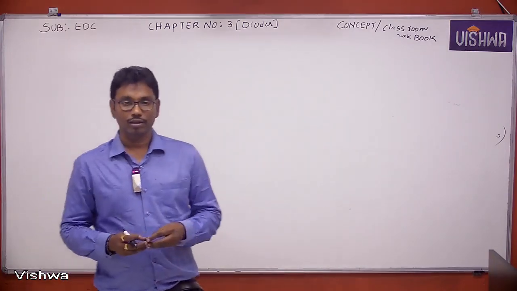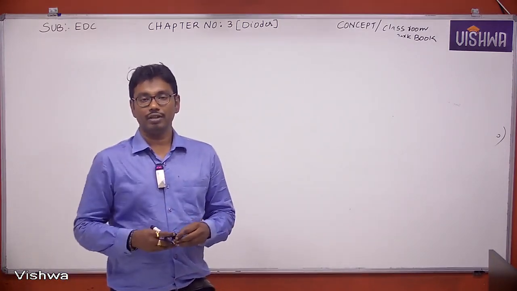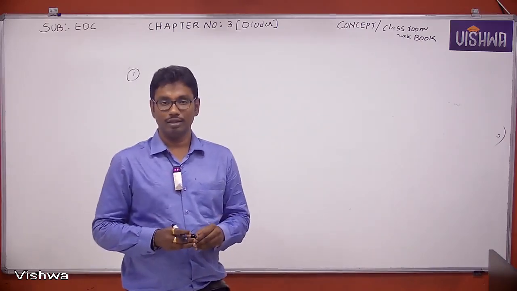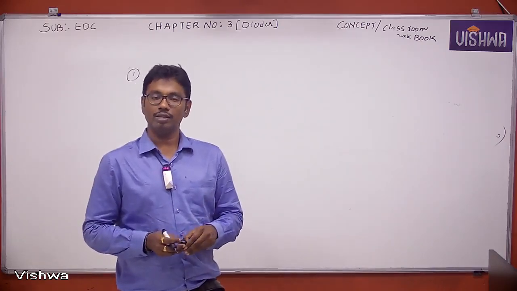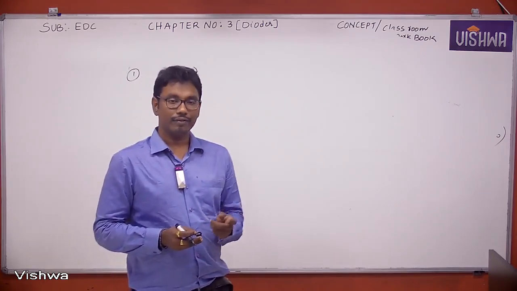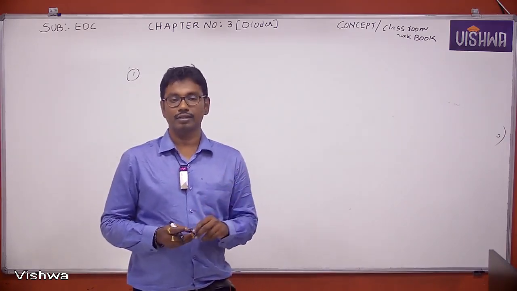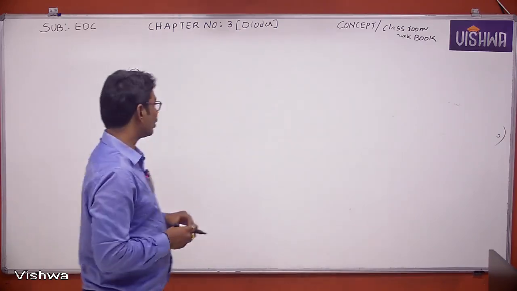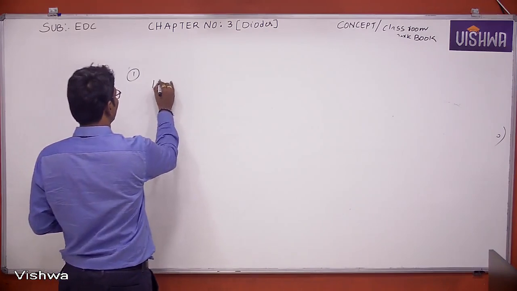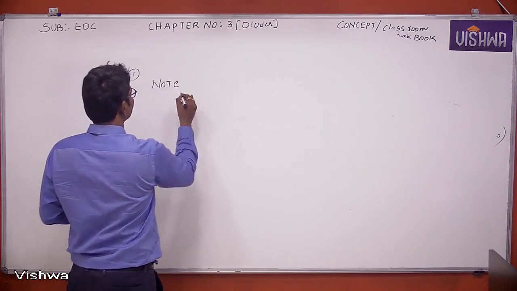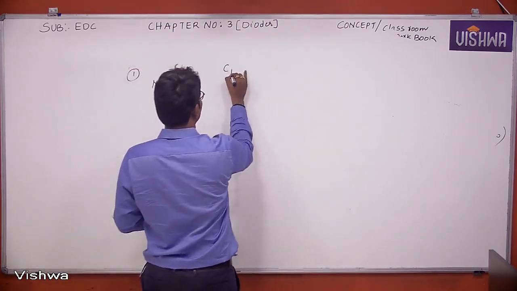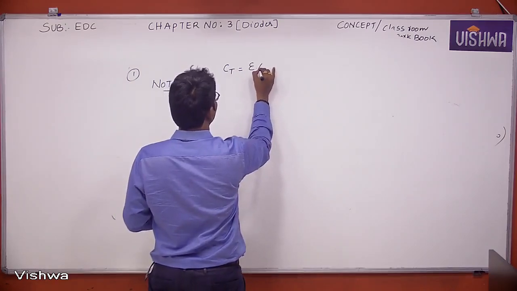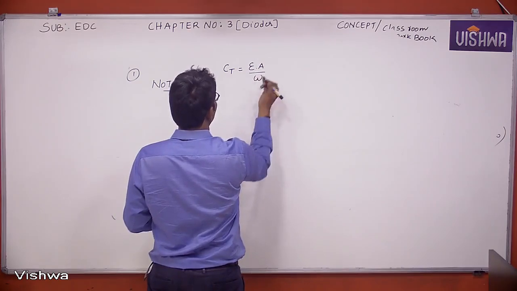In my previous lecture, I discussed temperature effect on diode current, diode resistance, and also diode capacitance. In diode capacitance, I discussed transition capacitance and its equation. Now write down a note. What is the expression of transition capacitance? The expression of transition capacitance is CT equal to epsilon into A by W.